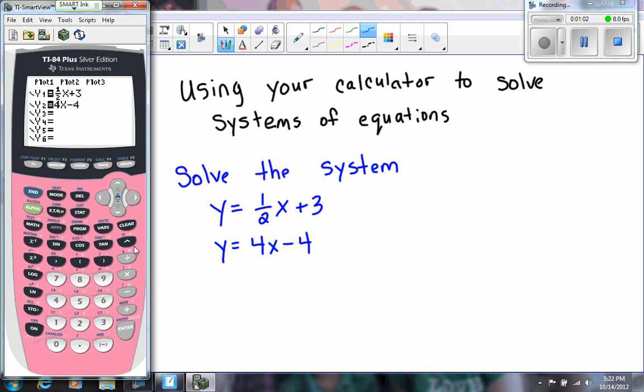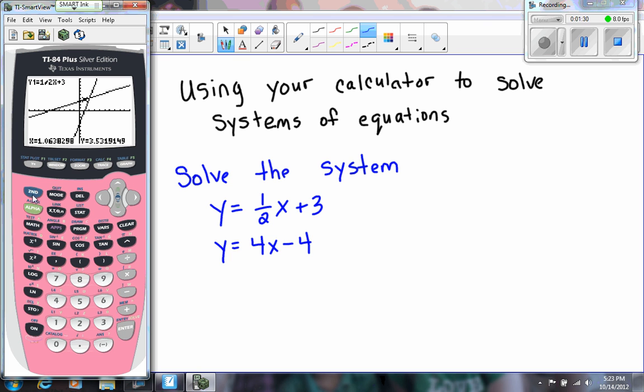Now, I have my graph already set up from -10 to 10 in both directions. Remember, Zoom 6 was the standard viewing window. So you can do that and take a look at your graph. Now, you can see where they cross, and if you hit trace, you can use the right arrow key to kind of approximate where they cross, but that's not the best way to do this.